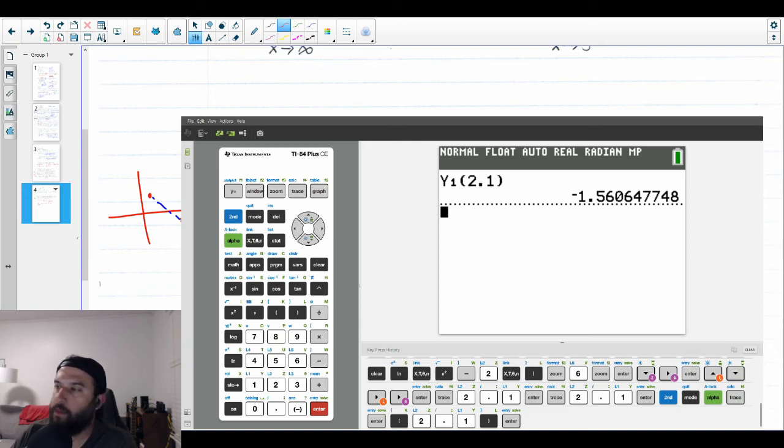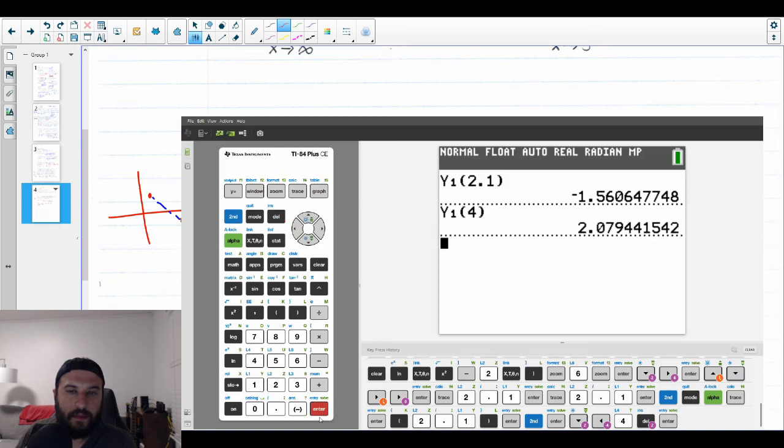0.5606, so 0.561. All right, let's take a look at second trace. We're going to plug in 4. The other endpoint, 2.079. We don't have to round up. So 2.079.